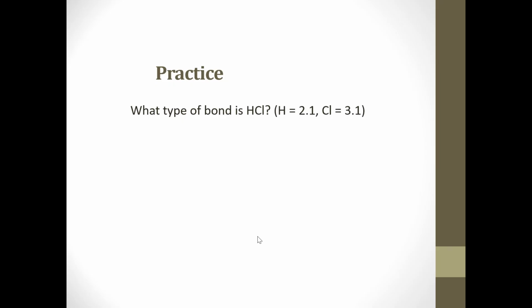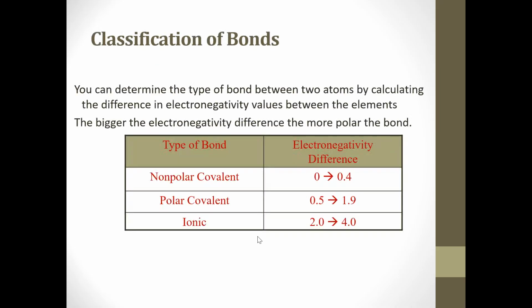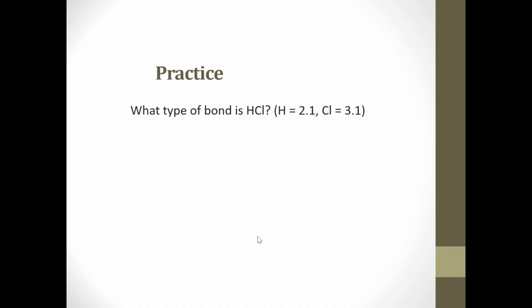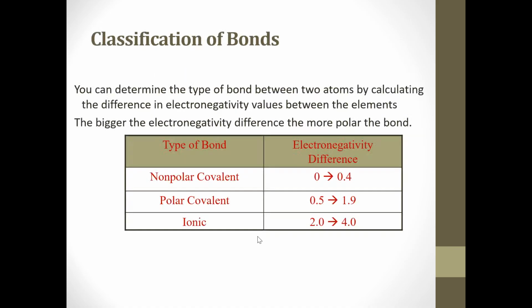So let's see how we can figure this out. What type of bond is HCl? So HCl has, H has a 2.1, chlorine has a 3.1. The difference between them is 1. So that would make this be a polar covalent bond.